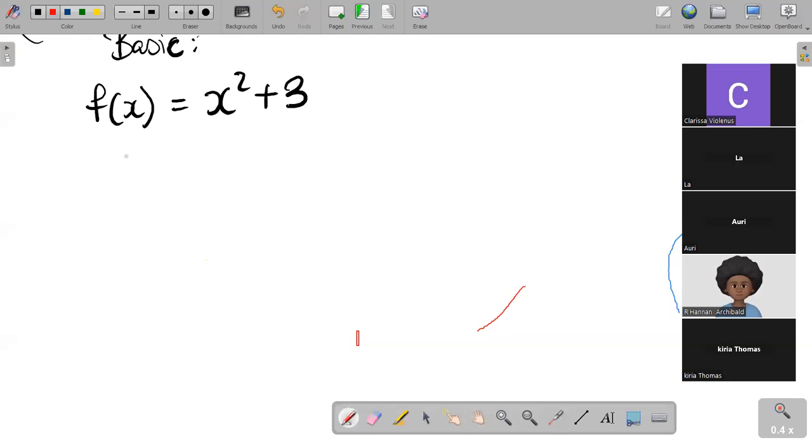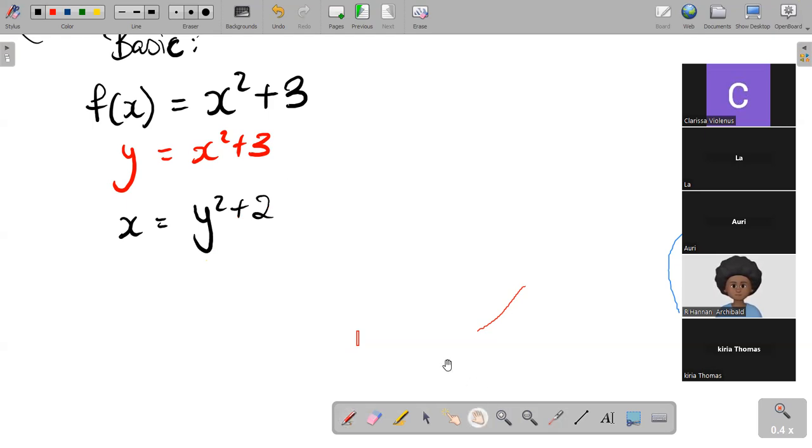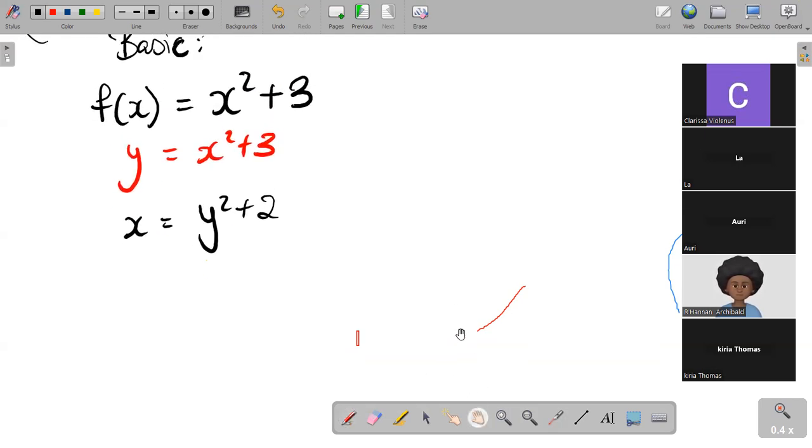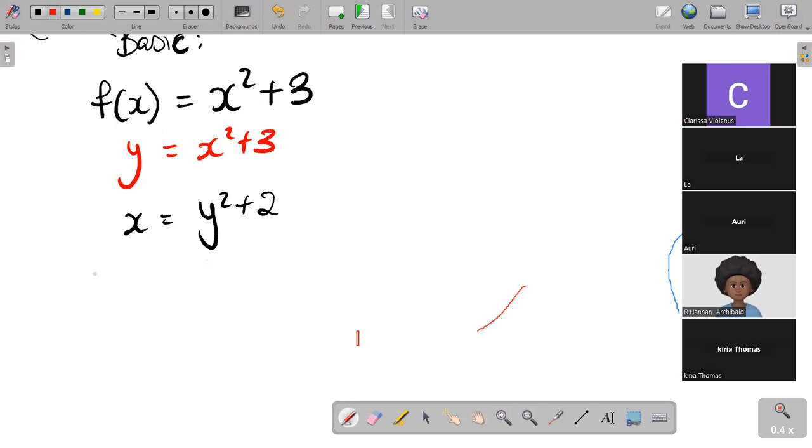So we're going to start off. Step 1, express as x and y. So we're going to have y is equal to x squared plus 3. What is step 2? Step 2 is interchange, right? So instead of y it is x, instead of x it is y. How we looking? Good, right? I hope everybody is following. What is the next step, which is important? Make y the subject.